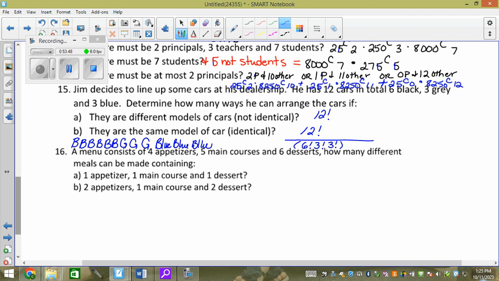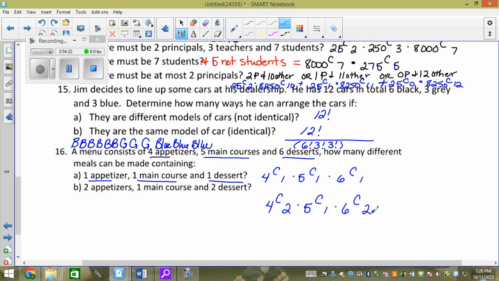Then here it says a menu consists of 4 appetizers, 5 main course, and 6 desserts. I want 1 appetizer, 1 main course, 1 dessert. So when I take principals from principals, students from students, teachers from teachers, dessert from dessert, main course from main course, I use C's, correct? You use C's whenever you choose, like defense from defense, forwards from forwards. So this one I'm going to have 4C1 times 5C1 times 6C1. And this one I'm going to have 4C2 times 5C1, dessert from dessert, 6C2. That's my differences.